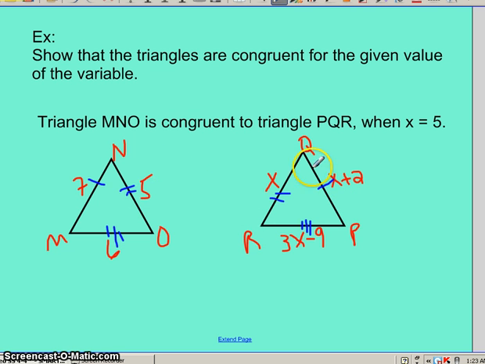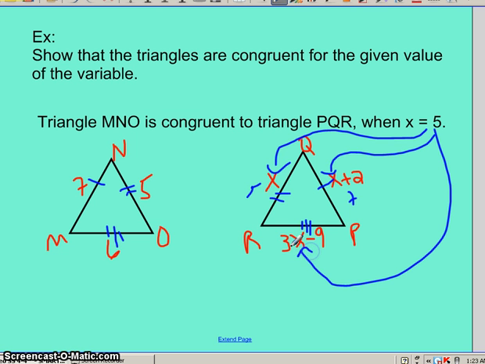Alright, so let's plug in the 5 right here, that is going to make 5 plus 2, which is 7. 7 matches up with the 7. When I plug in the 5 right here, I'll get 5. Notice that 5 matches up with the 5. And then when I plug in for the last one here, 3 times 5 is 15 minus 9 should leave me with 6, which matches with this side. So it looks like we got all 3 sides congruent with that variable. So by side, side, side, I could write that these 2 triangles were congruent.